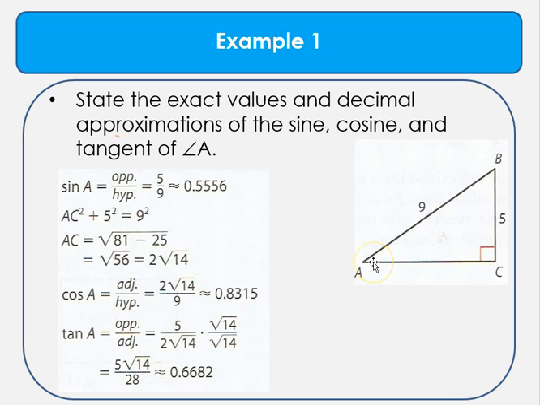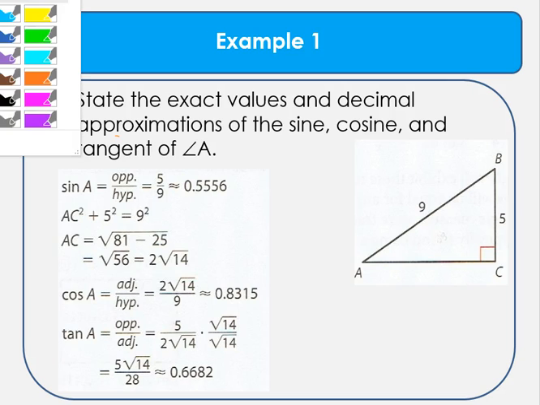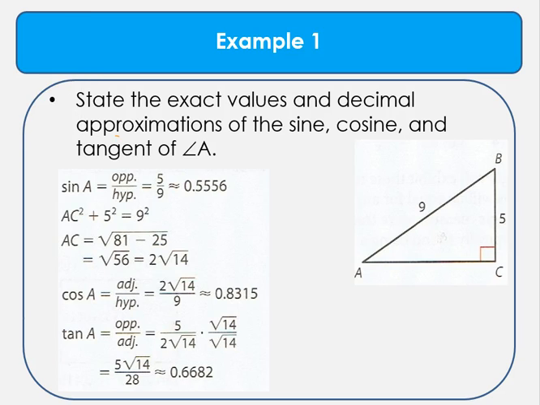Now let's solve for cosine of angle A. And we have angle A here. Cosine is adjacent over hypotenuse. So we know now what the adjacent side is going to be. And let me draw it in here. The adjacent side will be 2 square root of 14. So we'll have 2 square root of 14 over the hypotenuse, which is 9, and that's approximately 0.8315.